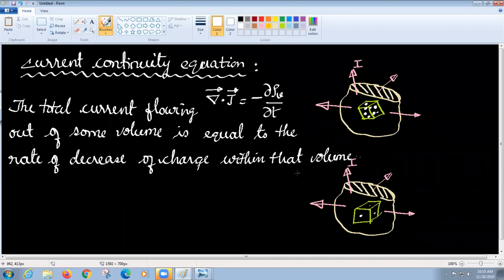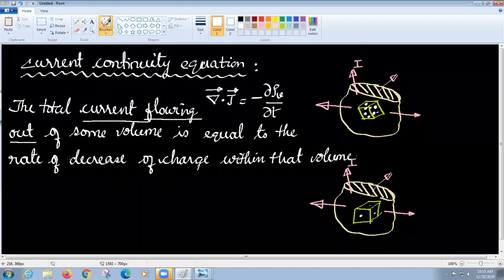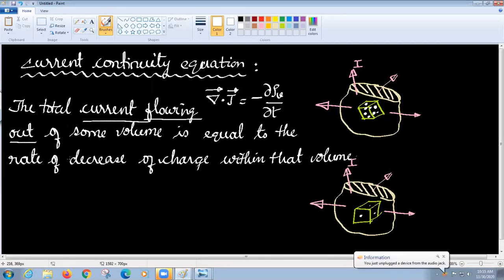Now, what you have to keep focus on is that we are saying the total current flowing out. But what if we say the total current flowing in? From the outside peripherals, if you see that total current is entering into the volume, then what about the positive charge?